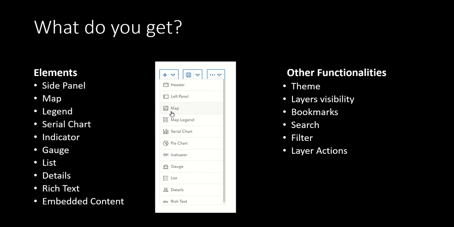And in addition to these elements, the other functionalities available in dashboards are themes. You can change the theme of your dashboard. You can always have your layers turned on, turned off. There can be bookmarks in your web map that you can inherit in the dashboard. There's a pretty robust search function. You can filter information before showing it to your users. And there are layer actions that I think I'll be able to demonstrate in our demo, or we'll just skip it for the demo.